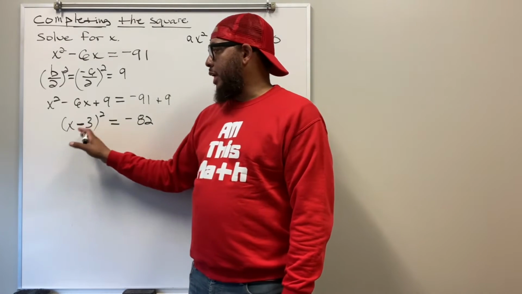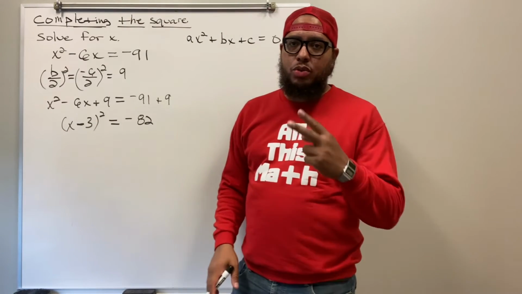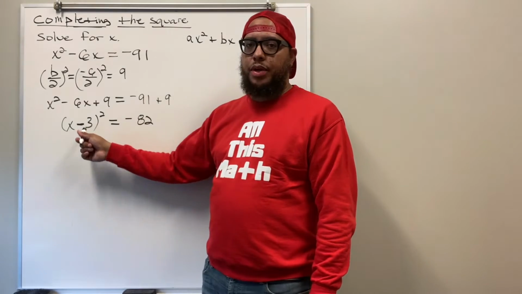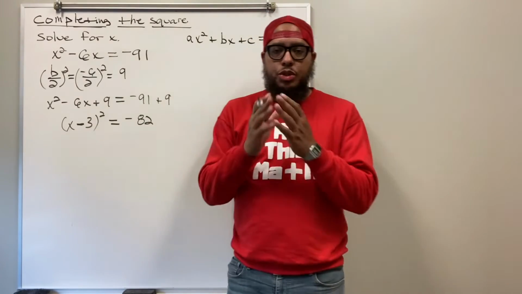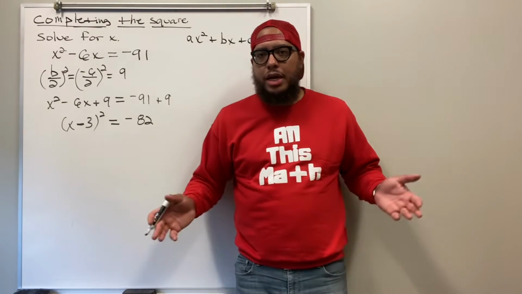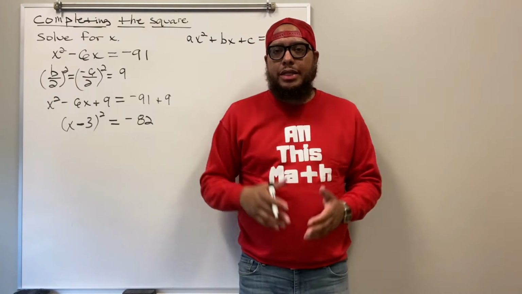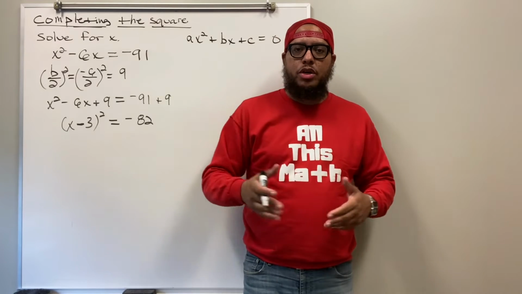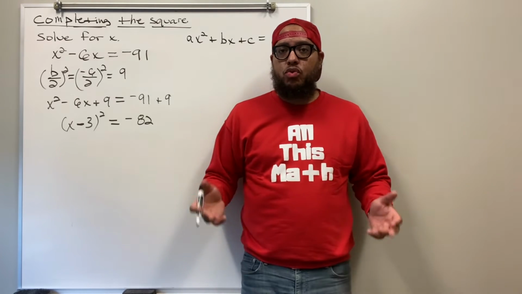Now, I'm trying to get x by itself, so there are two things I've got to do. I've got to get rid of this exponent 2, and I've got to get rid of this negative 3. Those are my last two things, because when you solve for x, you're basically just trying to get x by itself on one side of the equal sign. So think about it like that: what do I have to get rid of, and how do I get rid of those things mathematically using mathematical rules, right?